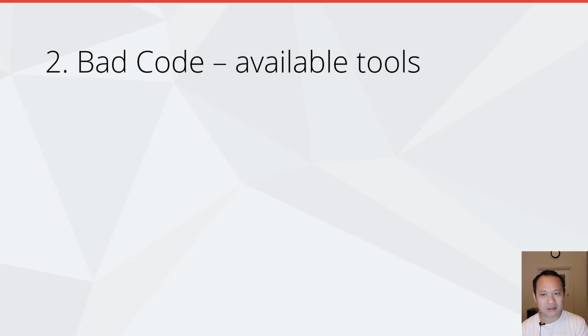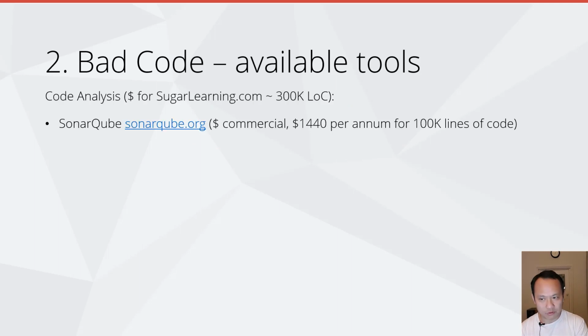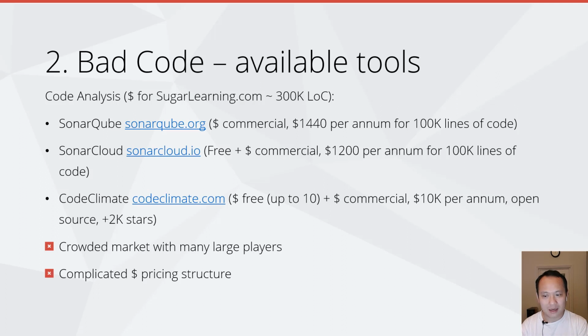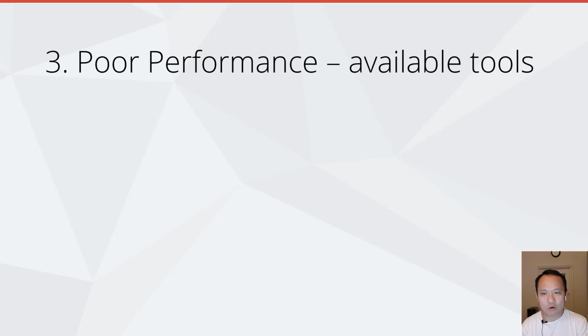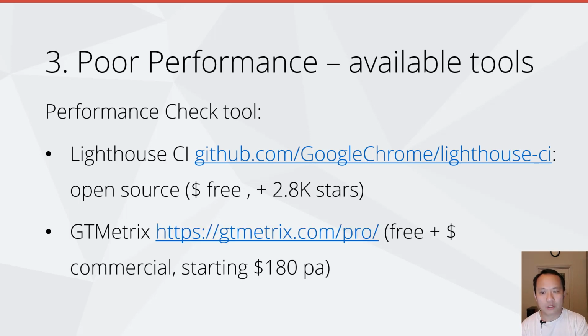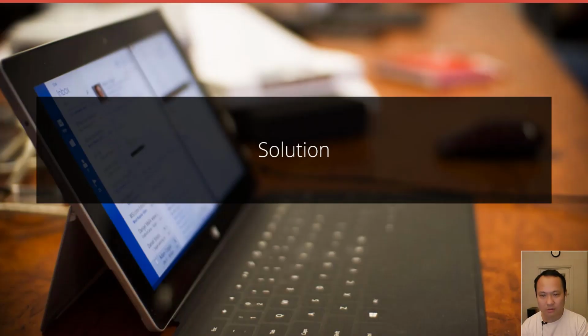For code analysis, we have a lot of tools on the market at the moment. We have SonarQube and SonarCloud, which are basically from the same company. We also have CodeClimate. The market for static code analysis is very crowded with many large players, and the pricing structure is quite complicated as well. For performance analysis, we have Lighthouse, which is very popular from Chrome and open source, and GTmetrix, which is free and also commercial.